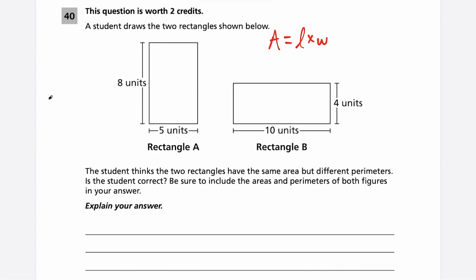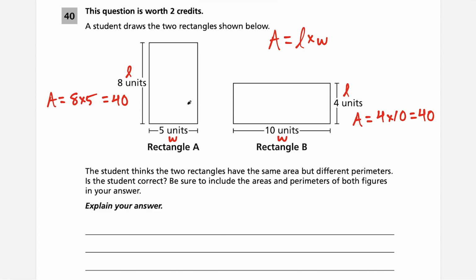So first we could find the area of rectangle A, and then we'll find the area of rectangle B. So let's just say here that the length is 8 and the width is 5. So if we plug in here, we're going to have 8 times 5 is equal to 40. Okay, so the area is going to be 40 square units. And then for rectangle B, let's say that the length is 4 and the width is 10. So if we plug into the area formula for rectangle B, we're going to have 4 times 10 is equal to 40. Okay, so 4 times 10 equals 40.